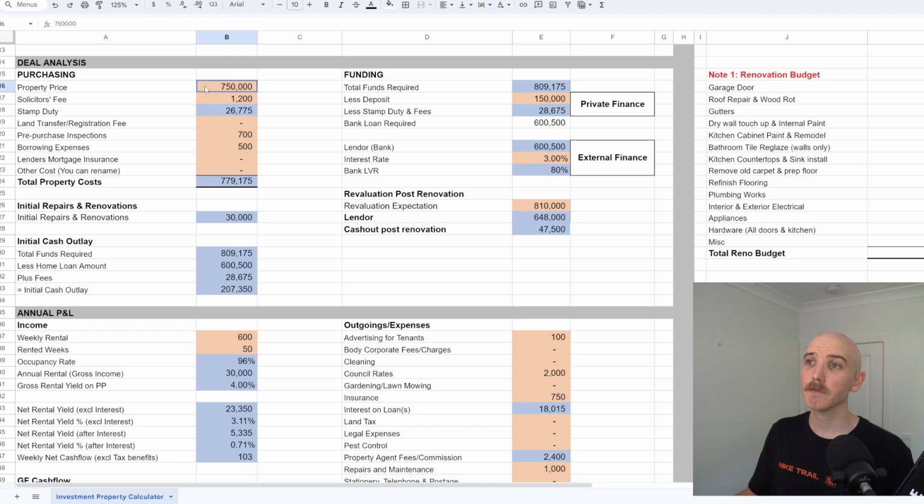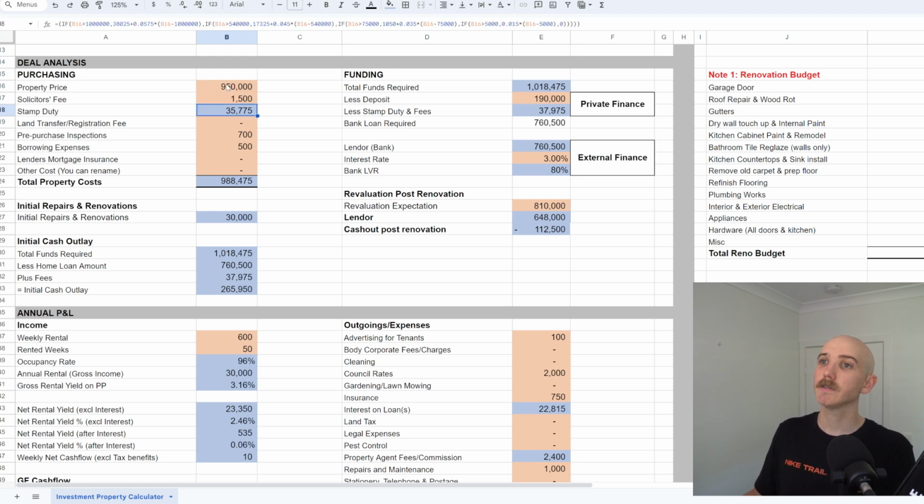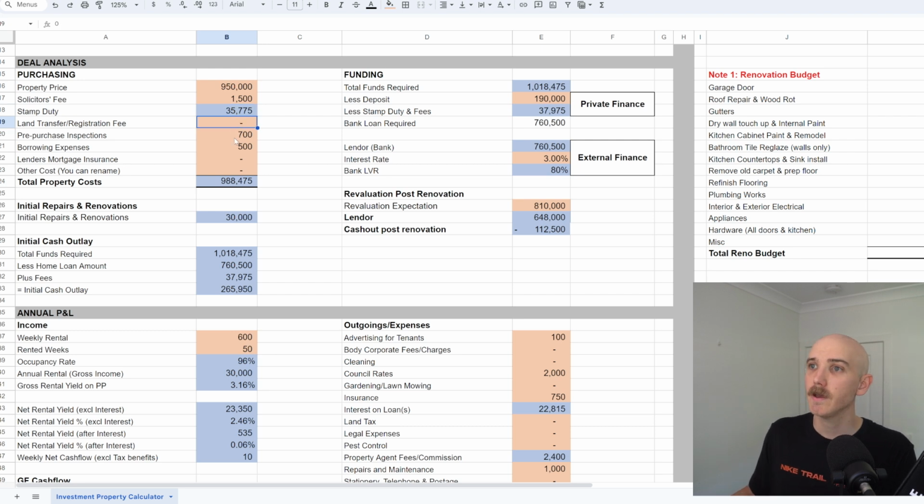So this gives you places to fill out. In orange, you can fill out the cells, and the blue cells are automatic calculations. So let's say this property is currently worth $950,000. The solicitor's fees might be $1,500. The stamp duty's been calculated at $35,000, so you can check that. We might do a building and pest for $700 and have a mortgage or title check of $500.